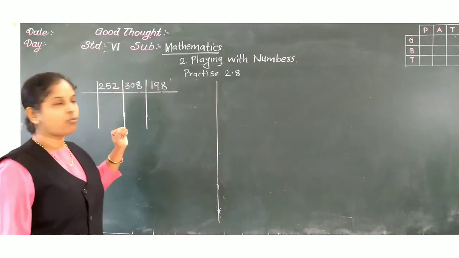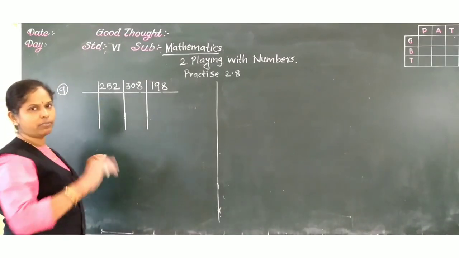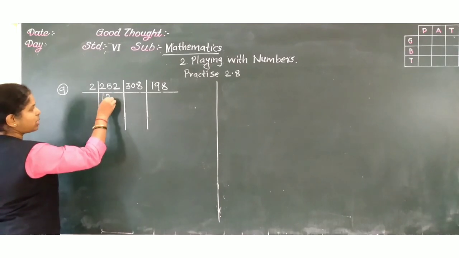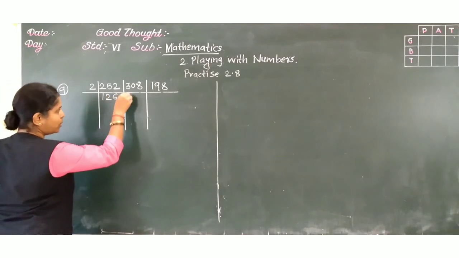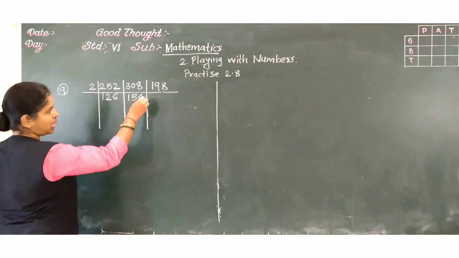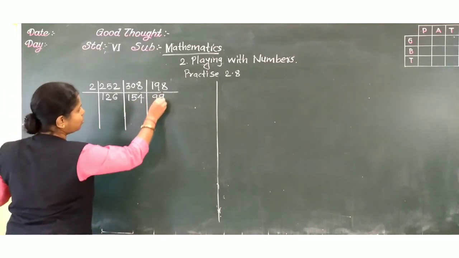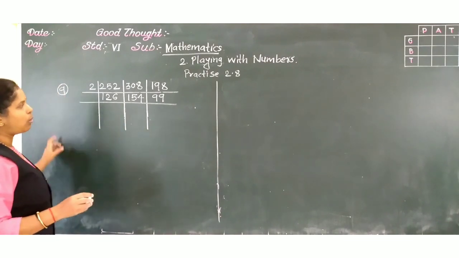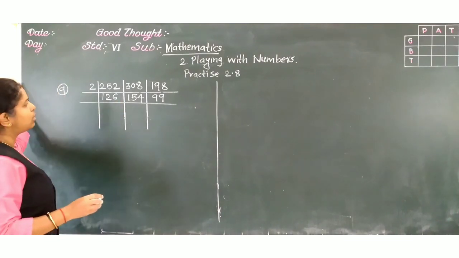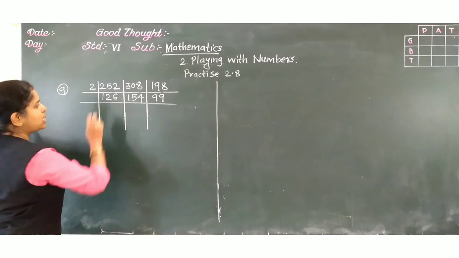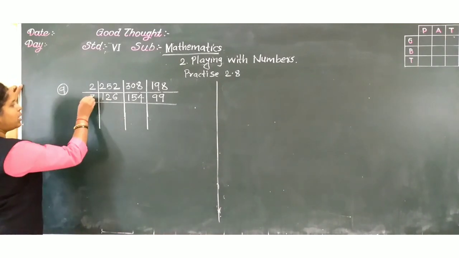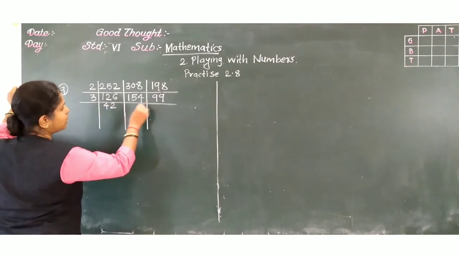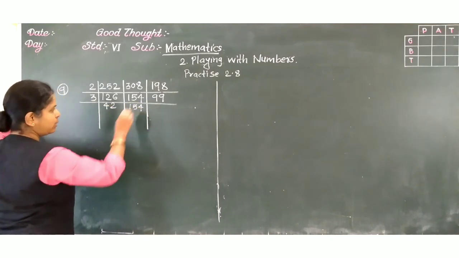Now LCM, what we have to do? Again at a time 3 we can do here. 2 1s are 2, 2 2s are 4, 2 6s are 12. 2 1s are 2, 2 5s are 10, 2 4s are 8, 2 9s are 18, 2 9s are 18. Now these two numbers are divisible by 3. So I will divide them by 3. 3 4s are 12, 3 2s are 6. Then 154 we cannot divide by 3.